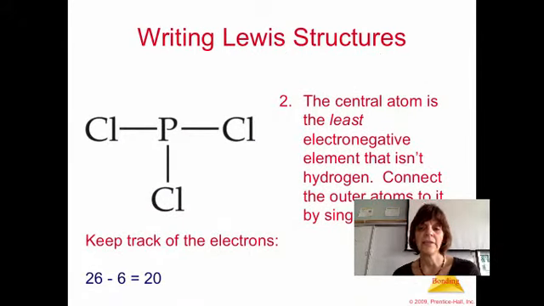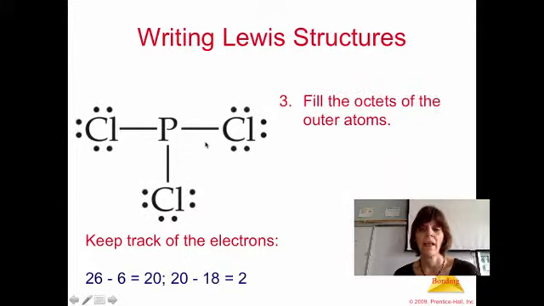Then you put the central atom as the least electronegative element that isn't hydrogen. Hydrogen can only bond once, so it can't be in the middle. And connect the outer atoms to the central atom because they're going to be bonded, and each of those dashes represents a pair of electrons. Fill the octets of the outer atoms and see if you've used up all the electrons yet.